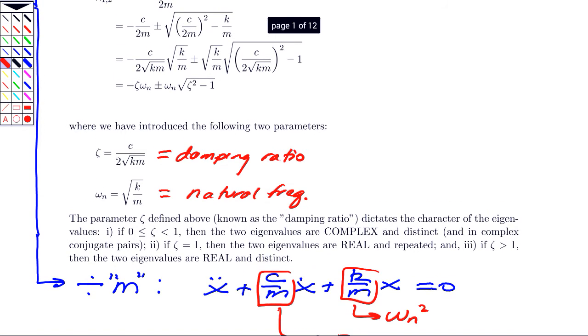In particular, the damping ratio we see comes in right here. If the damping ratio is less than 1, your pair of eigenvalues are both going to be complex. There's going to be an imaginary part. Whereas if the damping ratio is larger than 1, they're both real. So we need to look at the size of the damping ratio in comparison to 1.